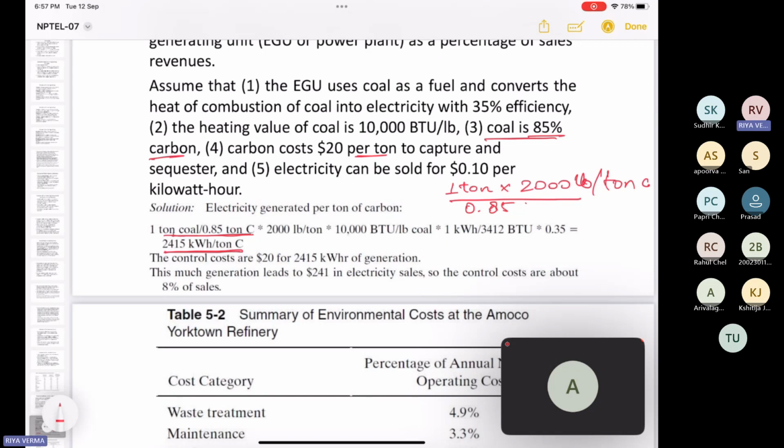Since the electricity can be sold for $0.10 per kilowatt hour, we had 2415 kilowatt hours multiplied by 0.10. So we got $241 in electricity sales. So the control costs are about 8% of the sales.